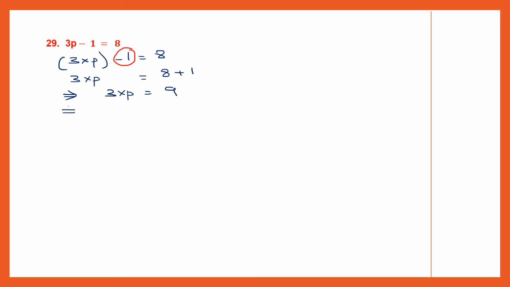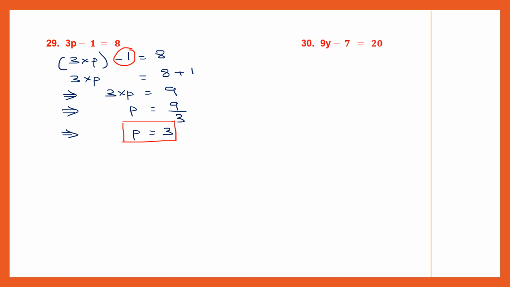We can find the value of p by dividing 9 by 3. Division, because 3 is on the left hand side multiplication. So when I transpose it to the right, it becomes division. 9 divided by 3. So the value of p is equal to 9 divided by 3 is 3. So the answer here is 3. The value of p is 3.